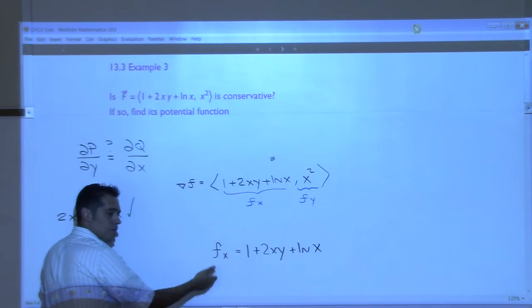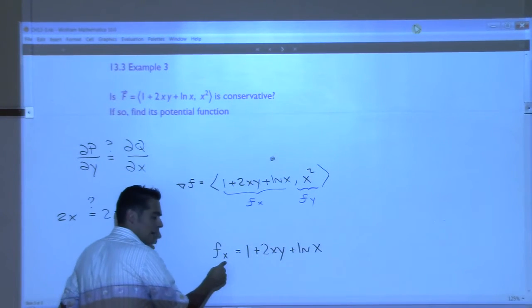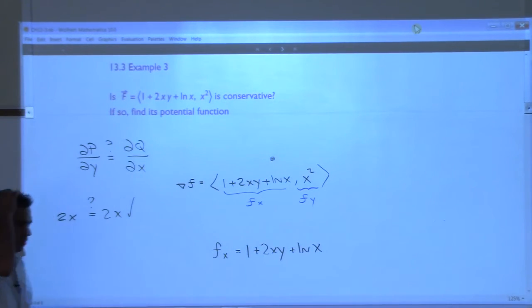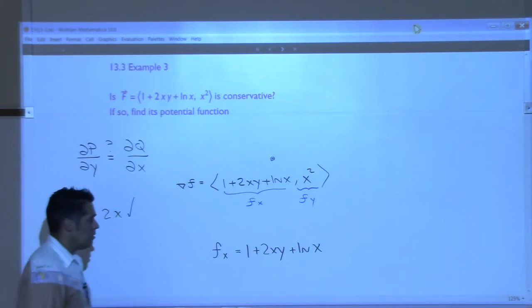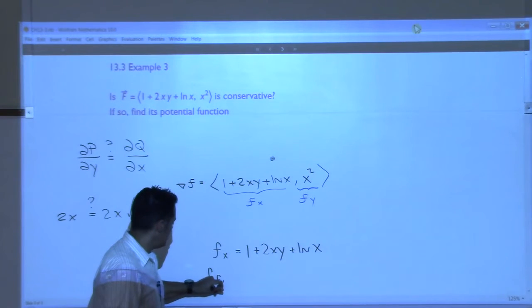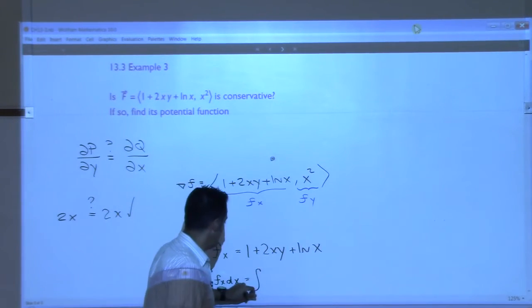Now we want to go from here to little f. So what will we do to go from here to little f? We have the partial of f with respect to x, so to undo that, integral, with respect to what? To x. So we want to do this with respect to x, and then do the same thing on the other side.